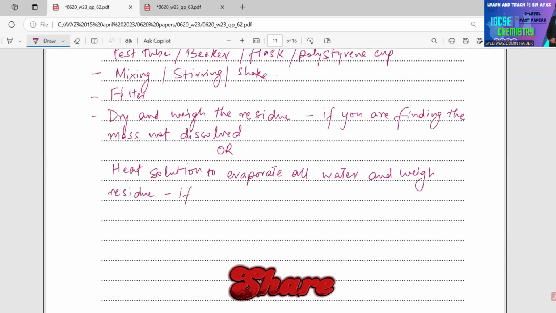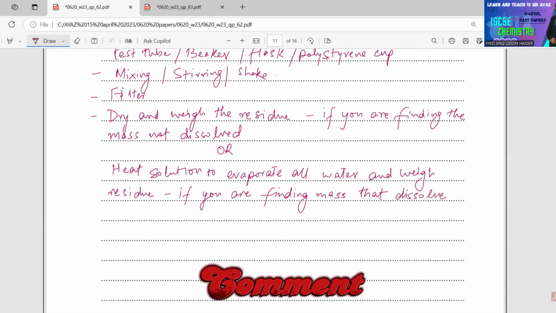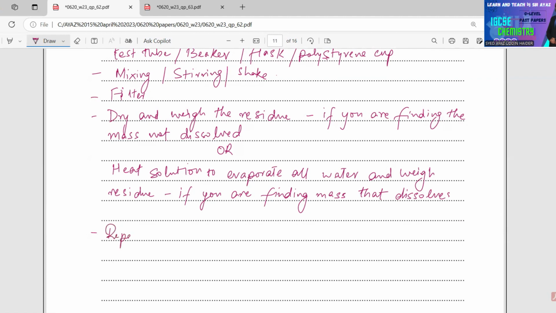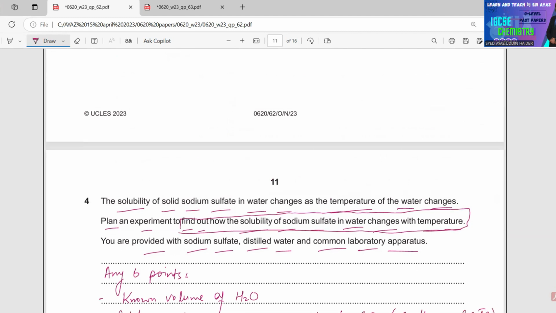If you are finding the mass that dissolves, we repeat the experiment. Repeat the experiment at another temperature. You can repeat the experiment at another temperature, because if you read the question, they are saying find out how the solubility of sodium sulfate in water changes with temperature. So you have to repeat at another temperature.